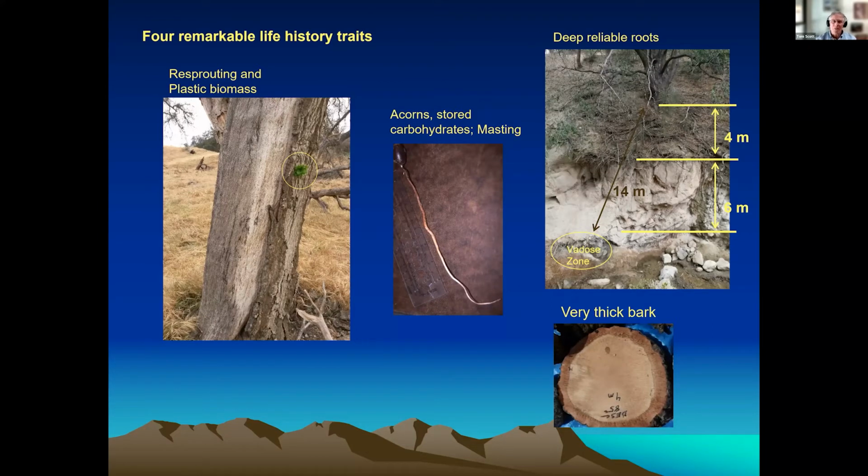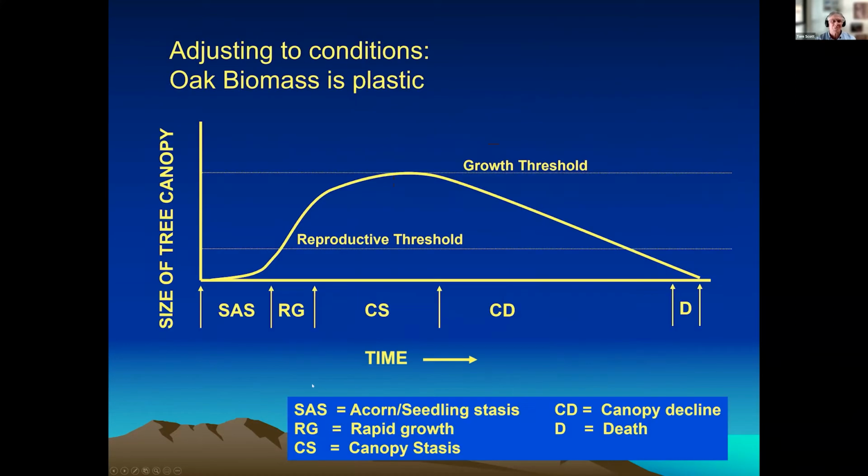Well, there are 4 life history traits, and I think these are the things that contribute to its remarkable success. One is resprouting and really plastic biomass. Another is acorns and masting. The third is having a reliable root system, and the fourth is having very thick bark. The latter two are about survival. The second one I mentioned has to do with recruitment. And the idea of changing your biomass is something that makes them remarkably strong.